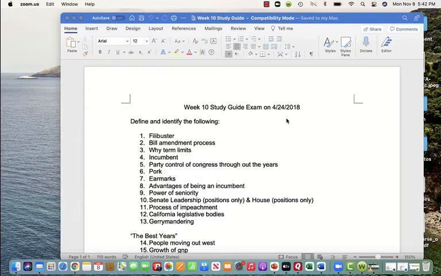your 3x5 card. Know what a filibuster is and the way to end a filibuster. You end a filibuster with something called cloture vote. Know the bill amendment process. We drew it up on the board when a bill becomes a law. Remember that most times you're going to see a lot of the amendments made during the floor vote, and that's going to be the most important time.